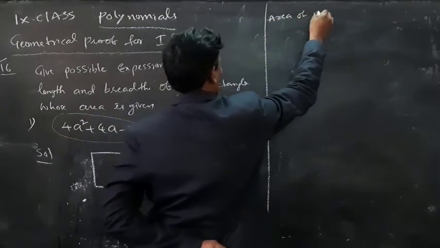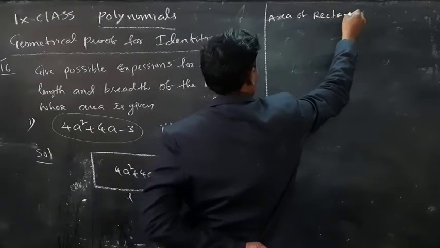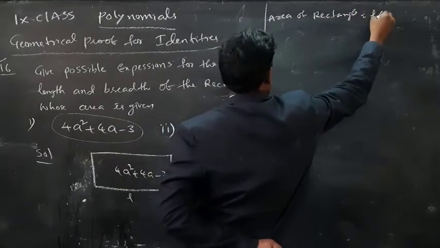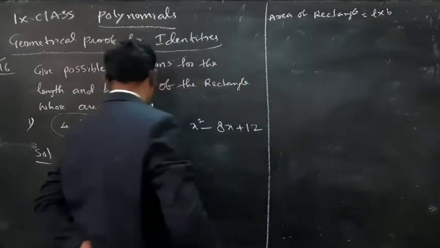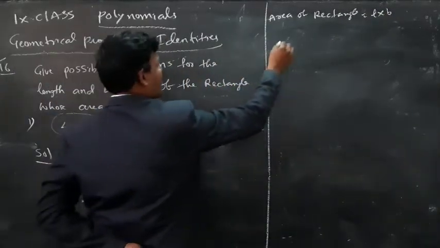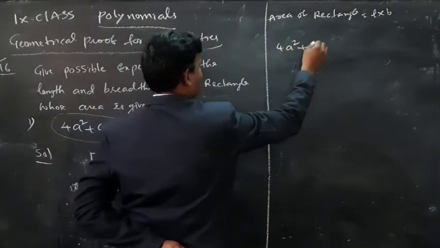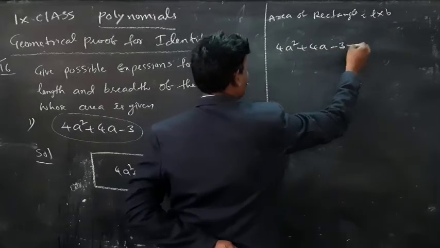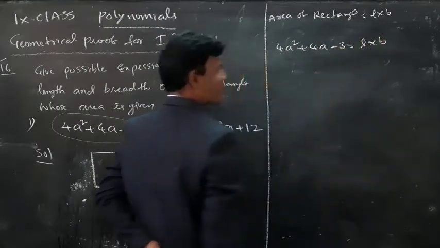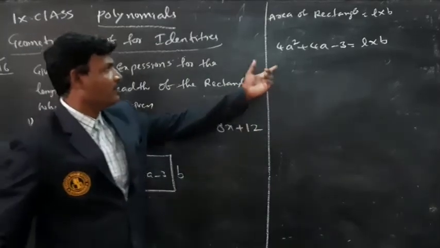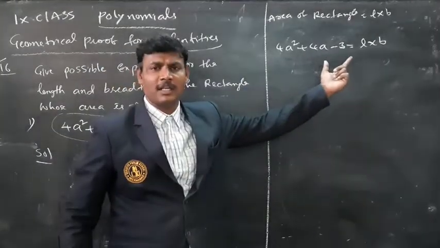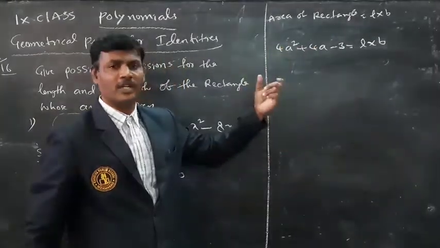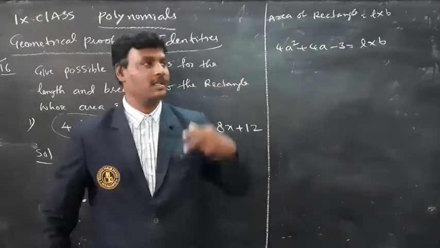Area of rectangle is equal to L into B. What is the area here? 4a square plus 4a minus 3 is equal to L into B. Now divide 4a square plus 4a minus 3 into factors. To factorize, we use the splitting method.